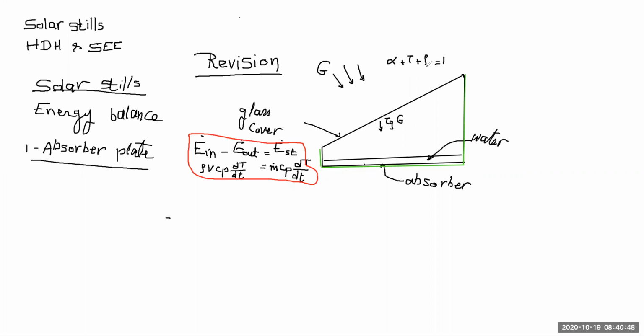And that's why the summation of them, alpha plus tau plus rho, is equal to 1. Rho here is the reflectivity, and you should not mix it with the density. That's why I'm not going to use that expression. I'm always going to use m dot Cp, or m Cp into dT by dt, so that we don't mix the symbols.